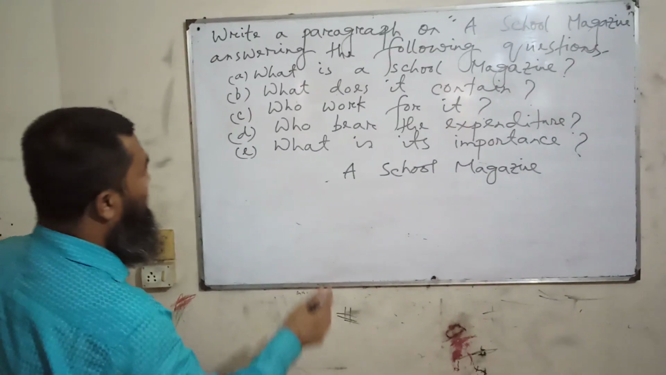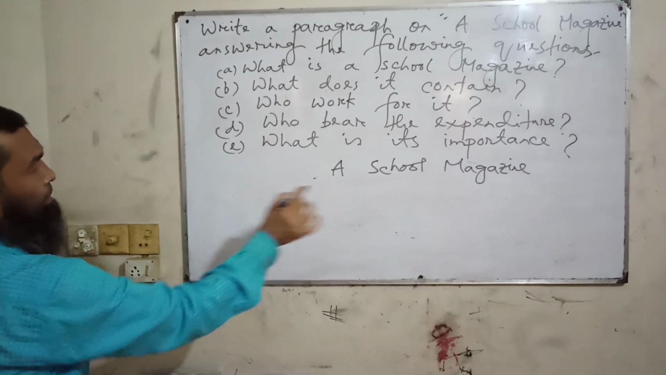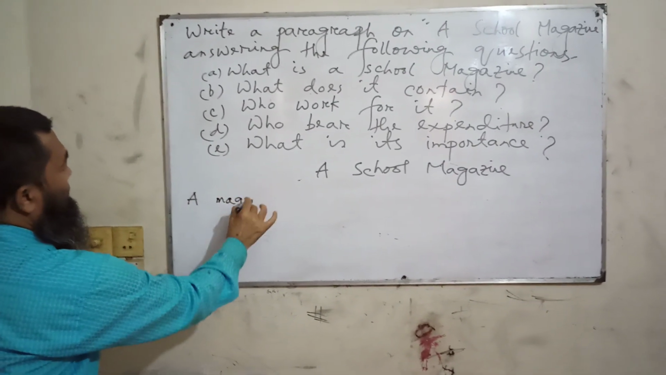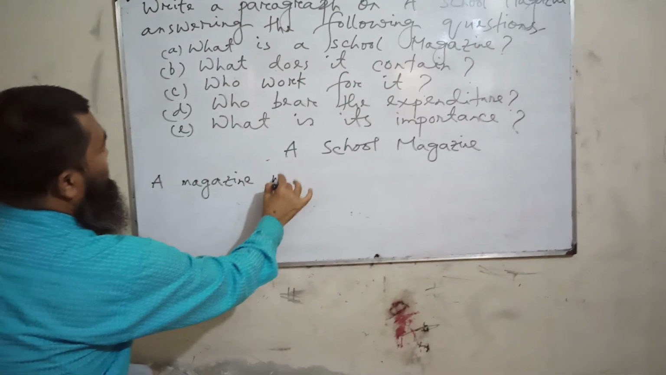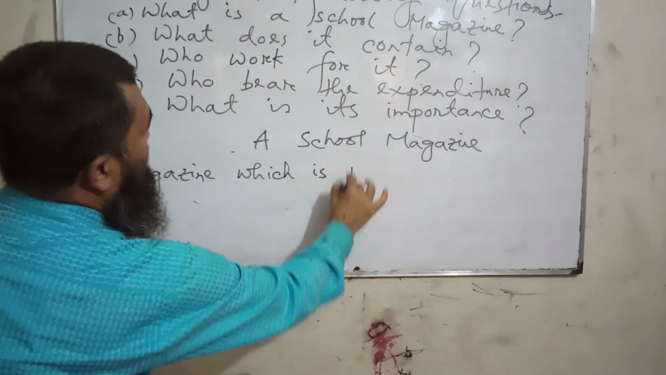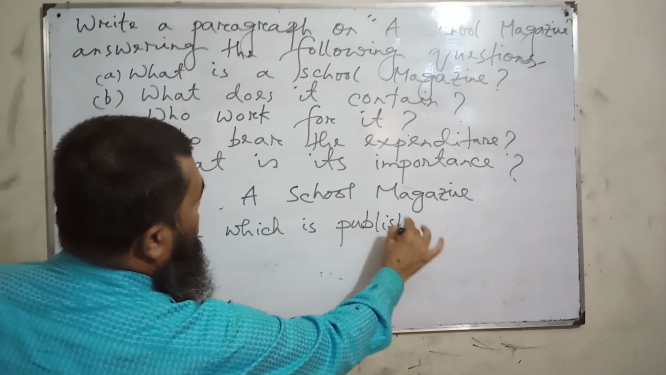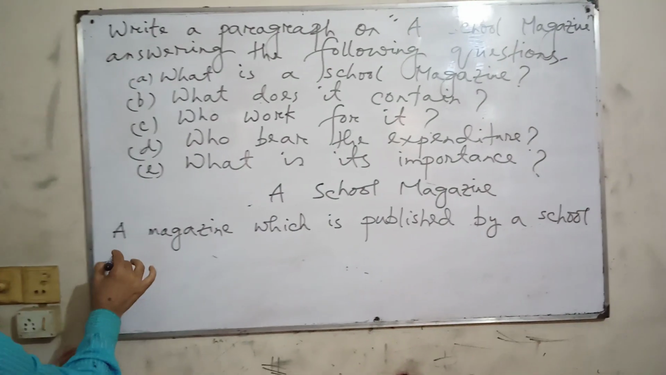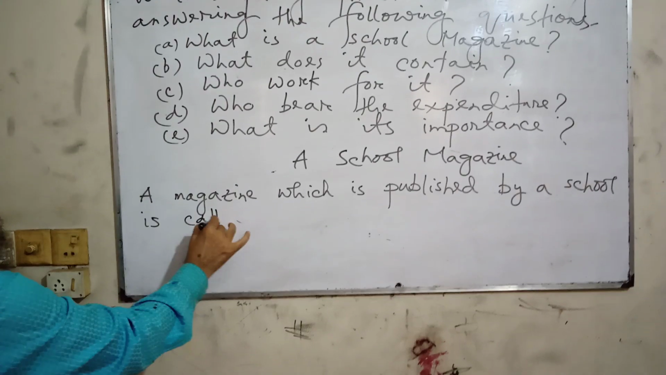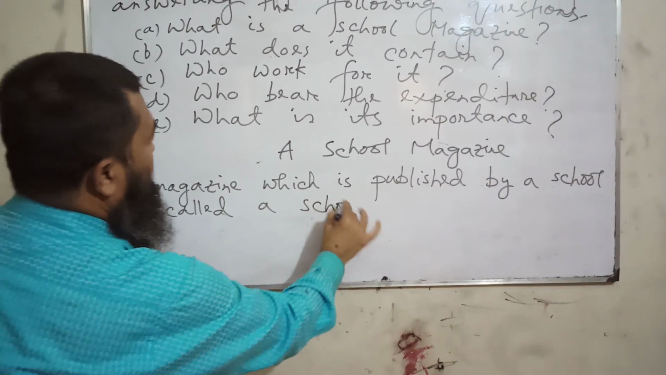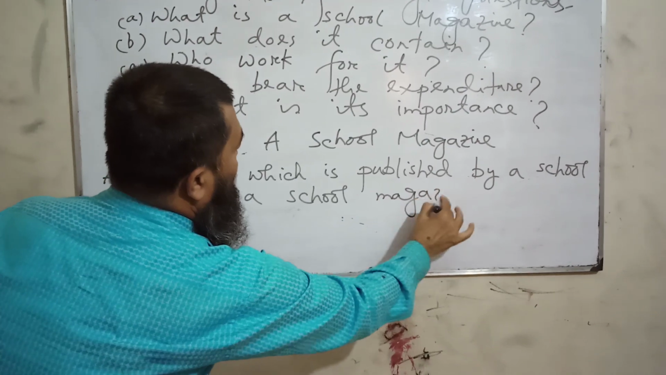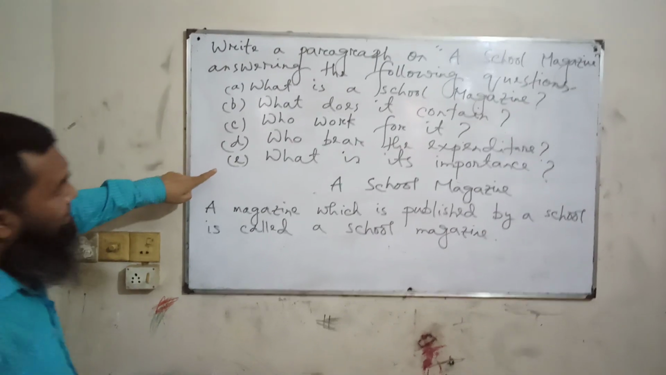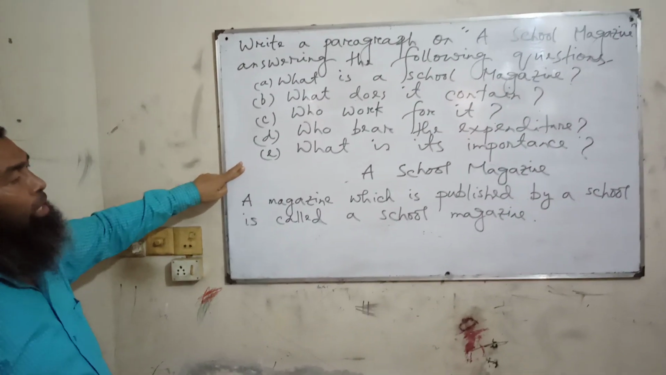So you can start like this: a magazine. So I am writing the paragraph. It is the introduction. The introduction will be like this: a magazine which is published by a school is called a school magazine. Okay, so it is the definition. It is the answer of the first question. What is a school magazine? A magazine which is published by a school is called a school magazine.